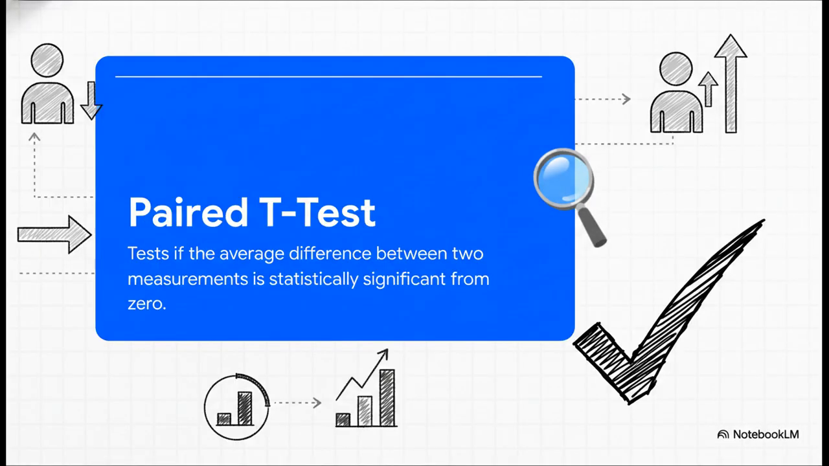And our third tool is the paired t-test. Now this one is incredibly powerful for measuring impact. It answers the question, did the thing we did actually do anything? You're measuring the same group twice, before and after some kind of intervention. Did our new training program actually improve employee test scores? You're looking at the average change for each person to see if the program really worked.